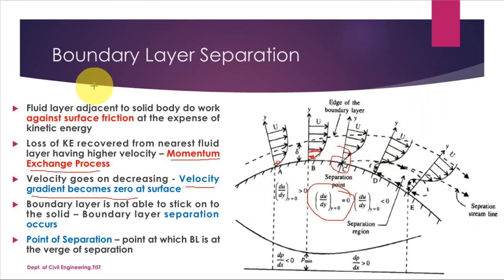This phenomenon is known as boundary layer separation, and the point at which it is about to separate, or is at the verge of separation, is known as the point of separation. At the point of separation, the velocity gradient will be equal to 0 at the surface. So du by dy at y equal to 0 will be equal to 0. Okay, so this phenomenon is known as boundary layer separation.